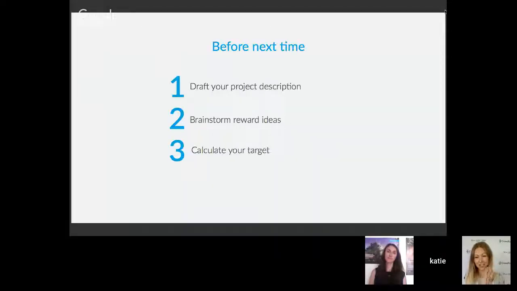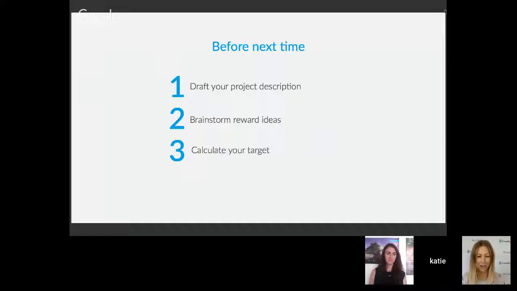Before our next session, there are 3 things which I would absolutely advise doing for your own crowdfund. So start drafting your project description. Just start typing words. Start thinking about what content you want to put in there, what images you might want to include. It's not public. No one's going to see it until you put it live, so don't worry. Just start having a go. Start chipping away. That's the first step.